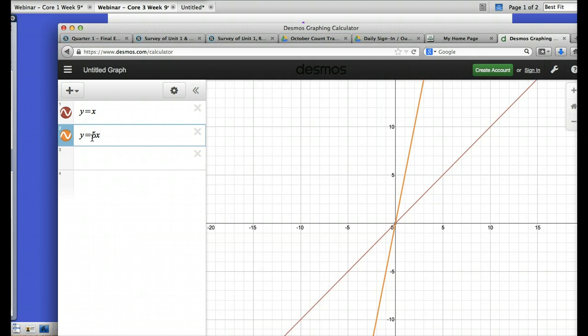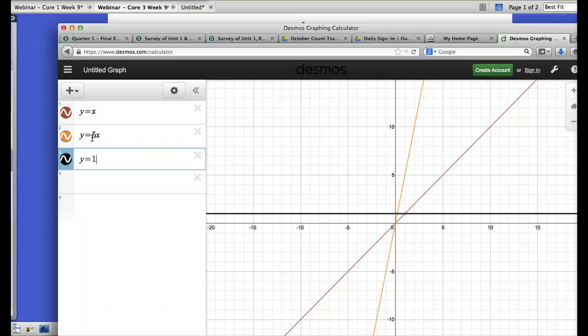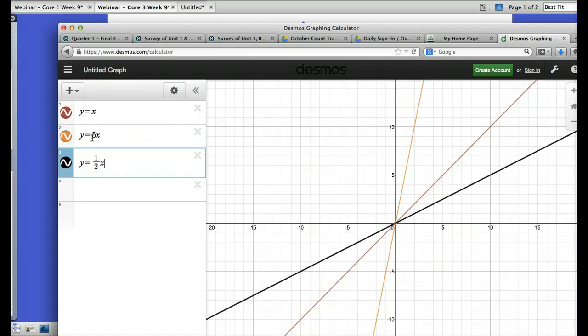Okay, so that transformation, that 5, that's stretching the graph up. Like if you were stretching up, that's a stretch. All right, but we could also have a fraction, right? We could have a number less than 1, so we could do like 1/2 x. And look at what happened with the green graph, you guys. It's a lot less steep, right?